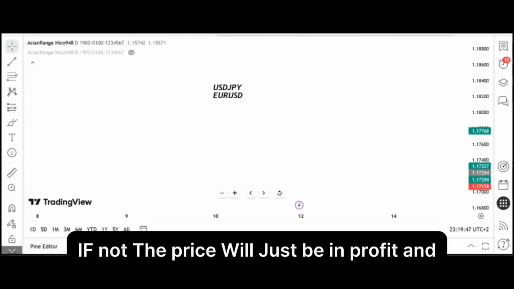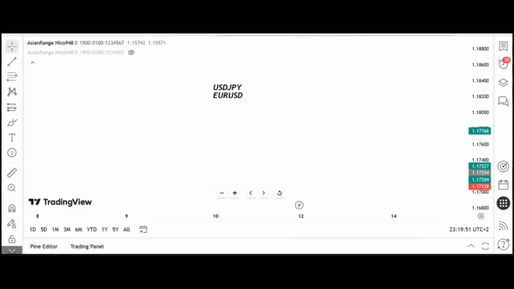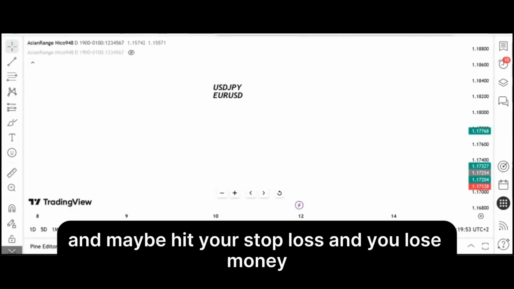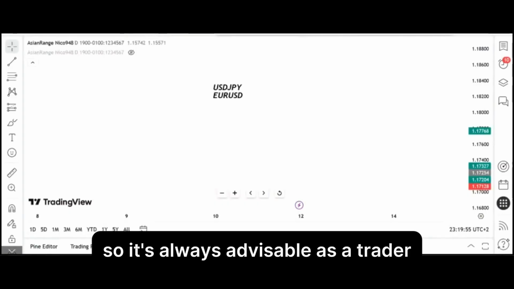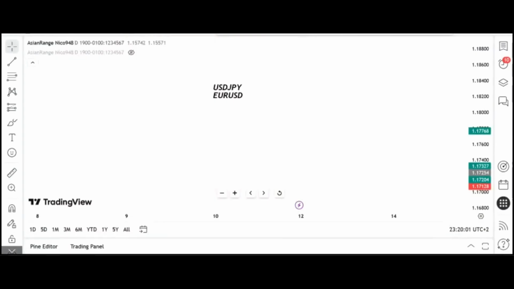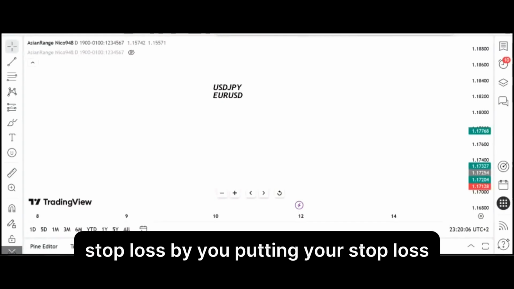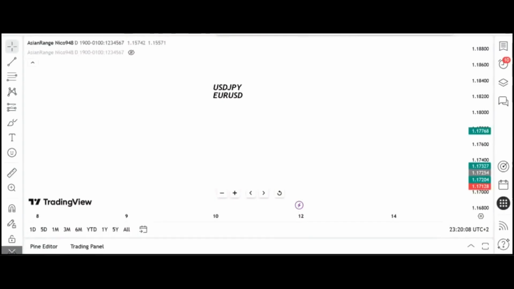If not, the price will just be in profit, and whenever it wants to reverse, it will reverse down and maybe hit your stop loss and you lose money. So it's always advisable as a trader, as a day trader or scalper or any trader at all, to always protect your capital by putting your stop loss.